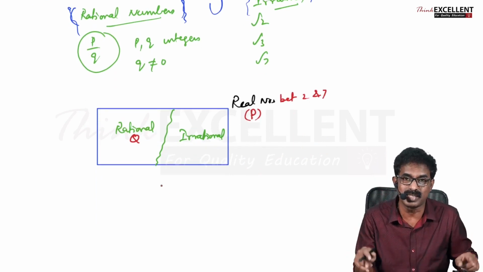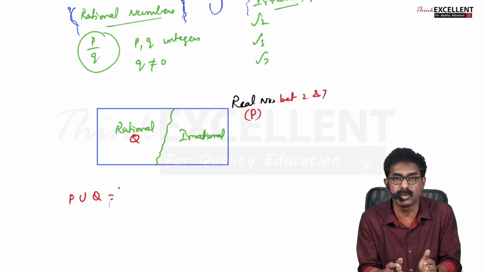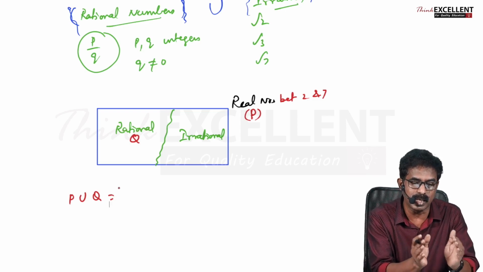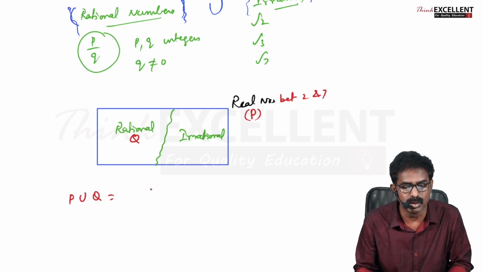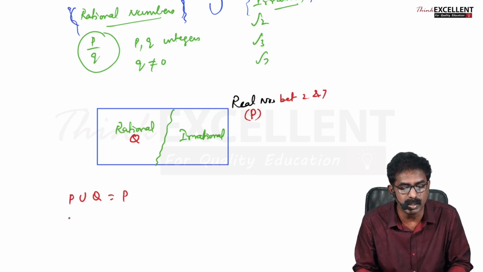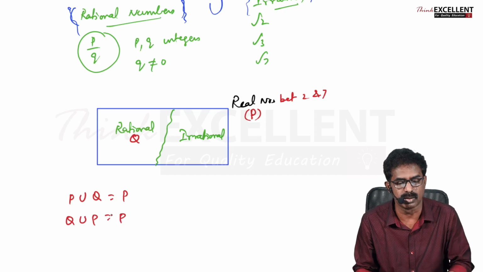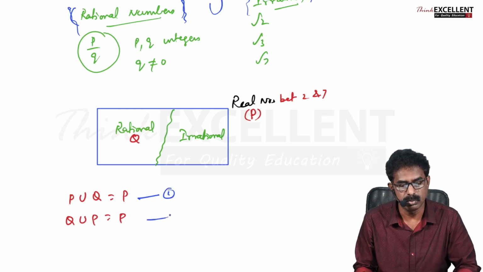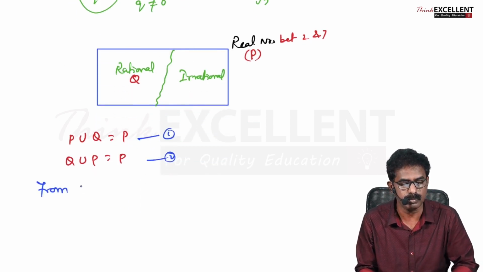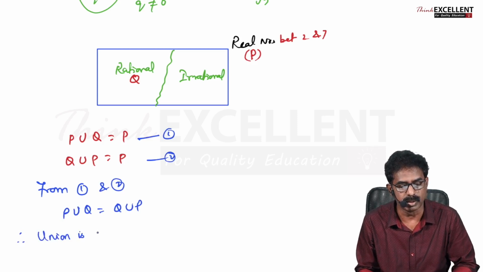Listen here. P is the full set, and Q is only that part, right? Can you say what is P union Q? P is the full portion, and Q is that portion separately. If you take the union, you take the whole thing, right? So your answer is P. P union Q is P. Q union P is also P only, right? So shade both. So from 1 and 2, P union Q equals Q union P. Therefore, union is commutative.